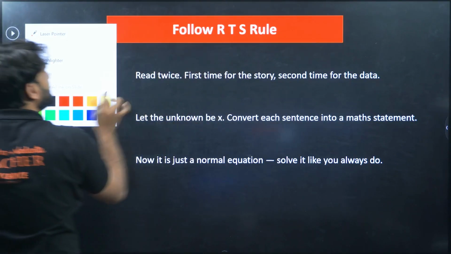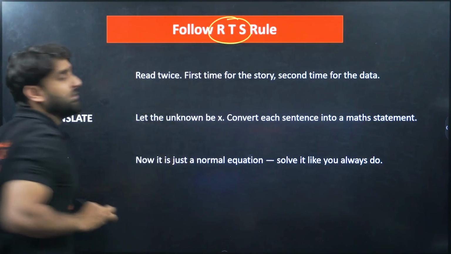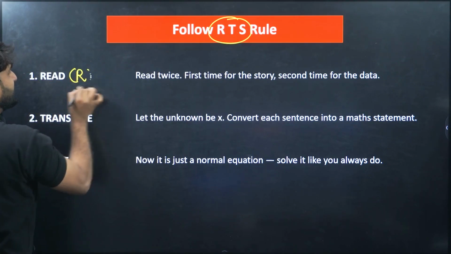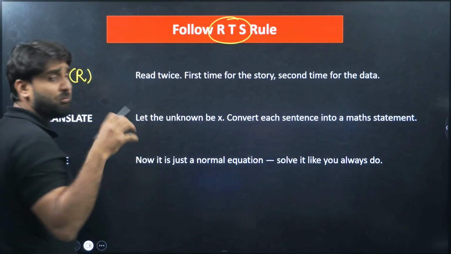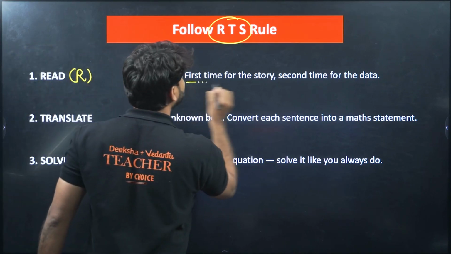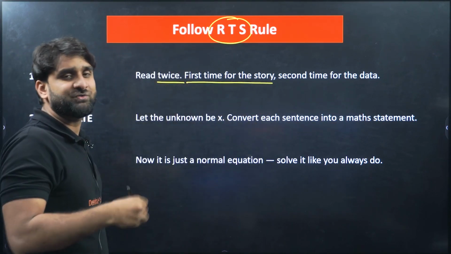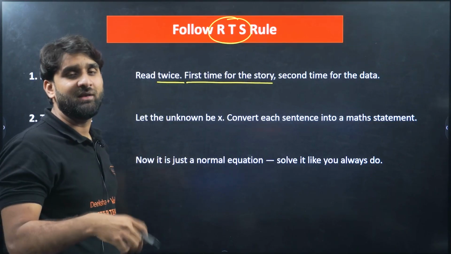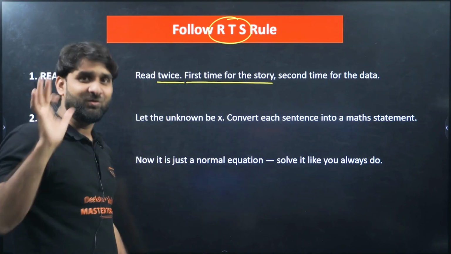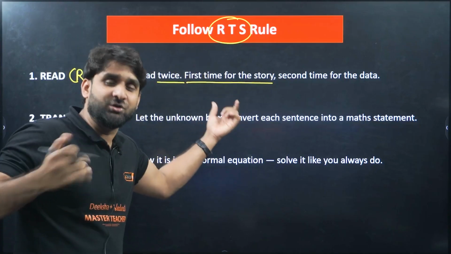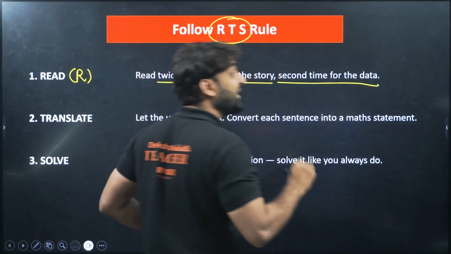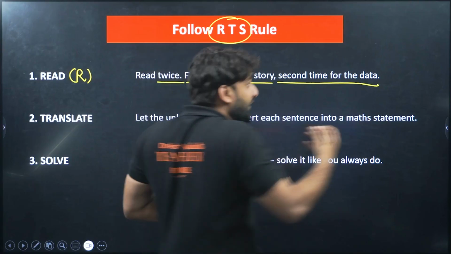What is this RTS rule? R represents Read. Read the word problem question how many times? Twice. Your first reading should be like a story. Just imagine you are reading a novel, Chetan Bhagat's novel, or your favorite, Wings of Fire. Read the question as a story, and the second time read the question again to get the data, the information.